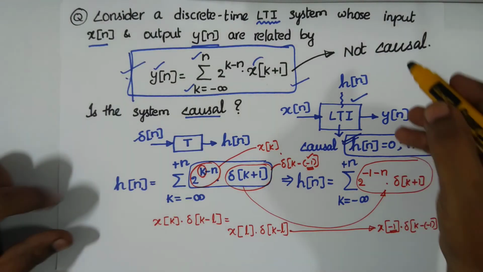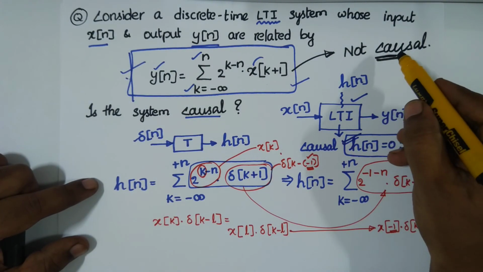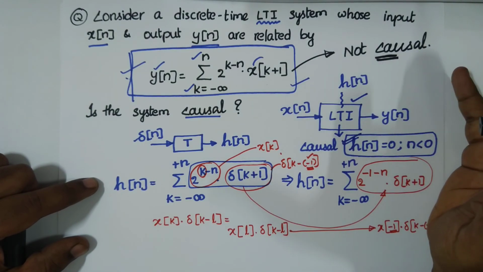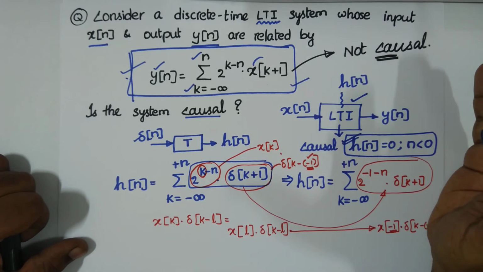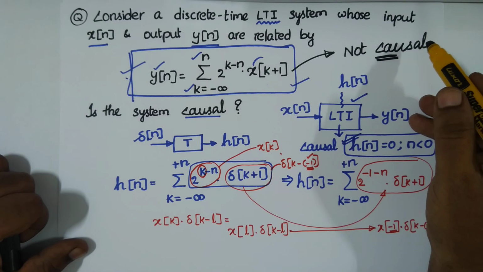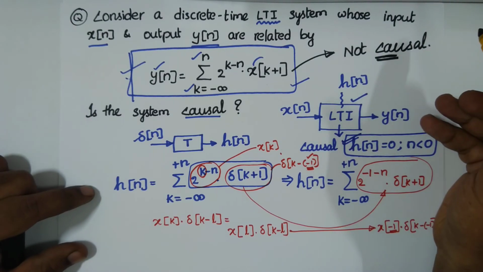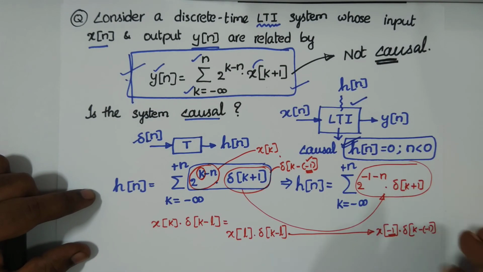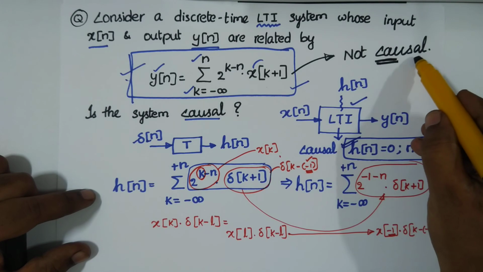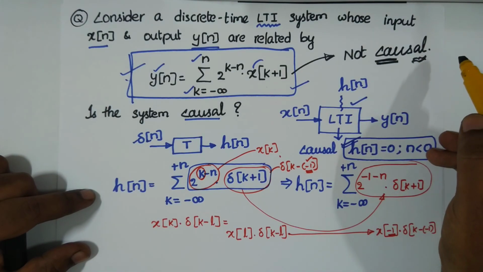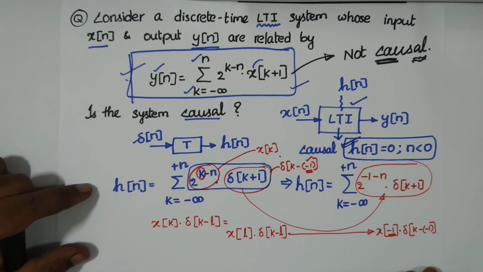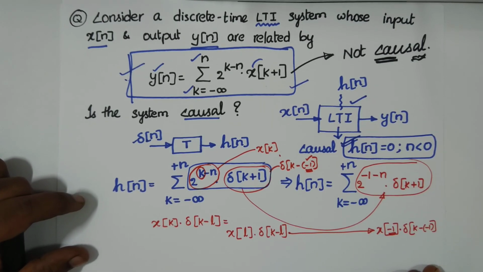You see, causal means cause and effect, because all practical systems are causal systems. Practical systems means the output we get is always because of input. That means effect is because of cause. Input is cause, output is effect. So all practical systems obey this, and therefore all practical systems are causal systems. This is very, very important to understand at this juncture.